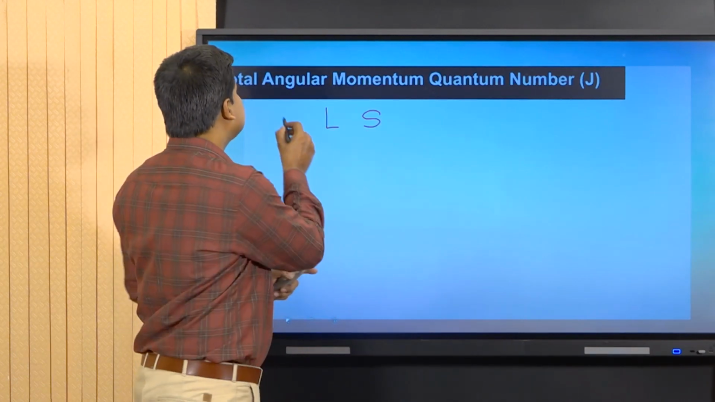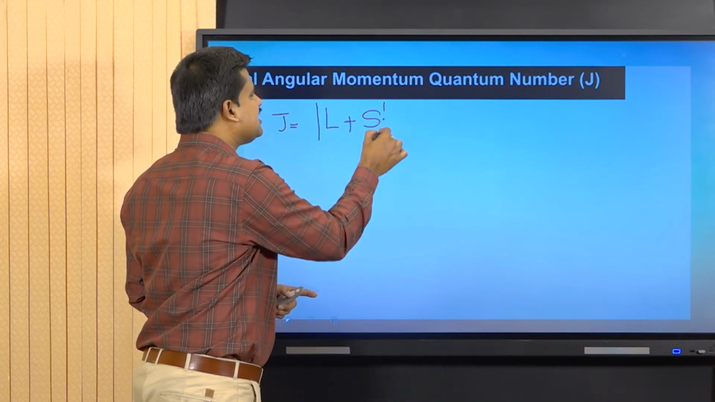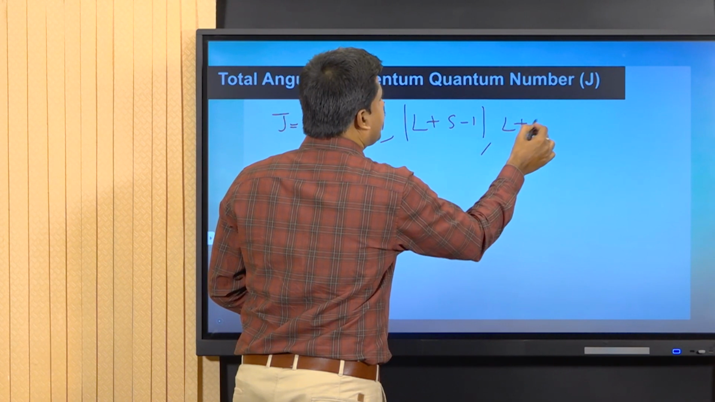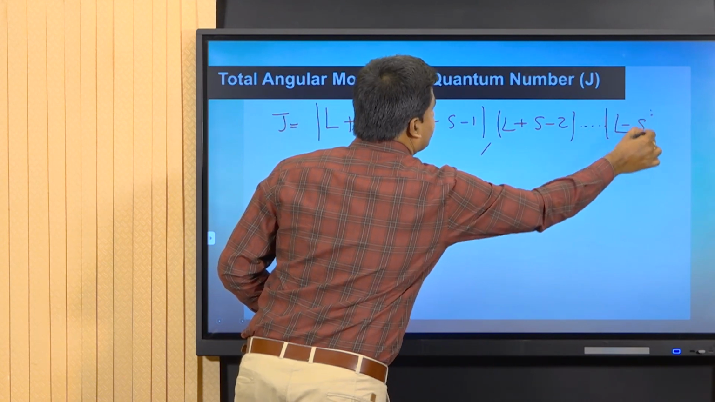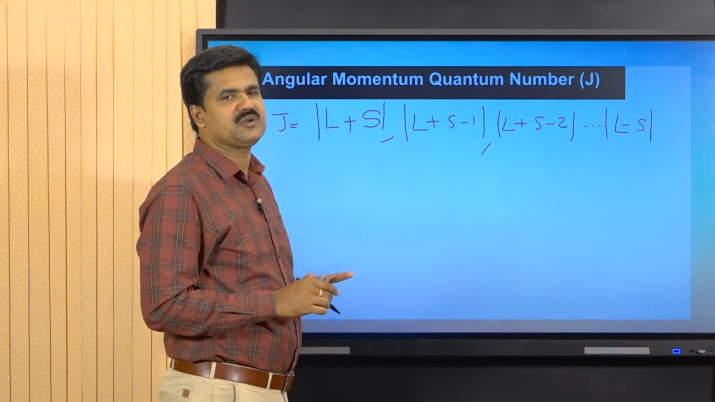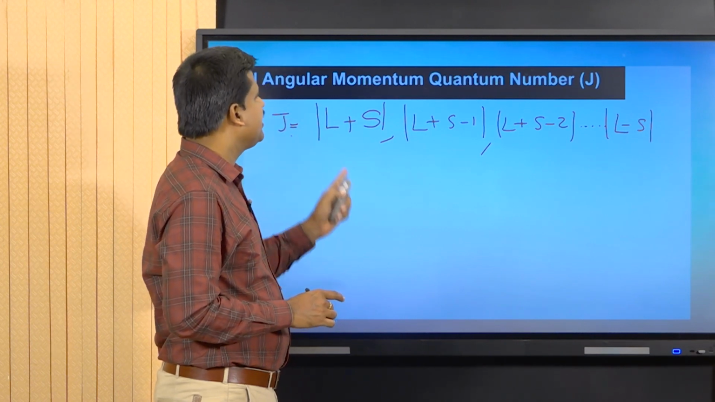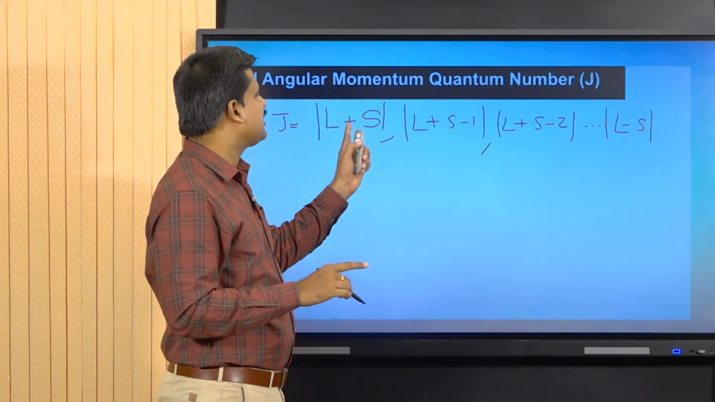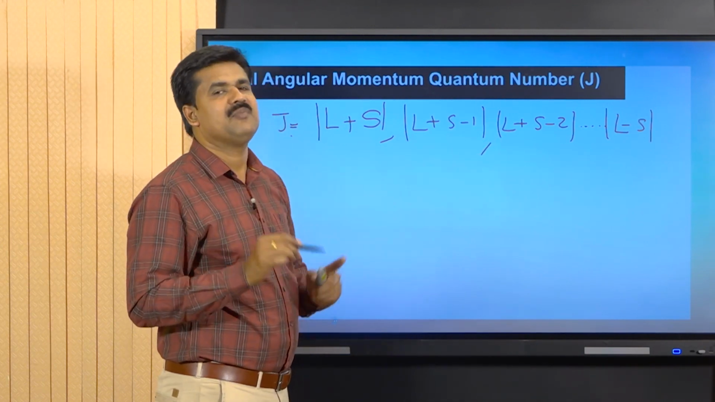This means J can have values ranging from modulus of L plus S, L plus S minus 1, L plus S minus 2, moving on to the final value, modulus of L minus S. Thus, it is very, very important to keep this relation in your mind. The total angular momentum quantum number capital J ranges from L plus S down to L minus S by a difference of 1 unit each. L plus S minus 1, L plus S minus 2, etc. The last value is L minus S.